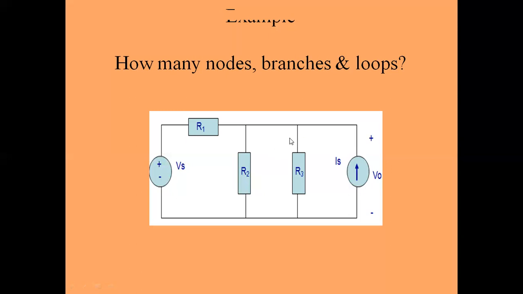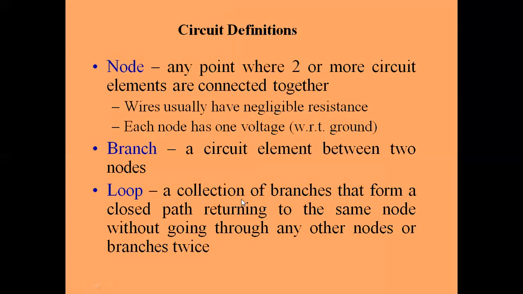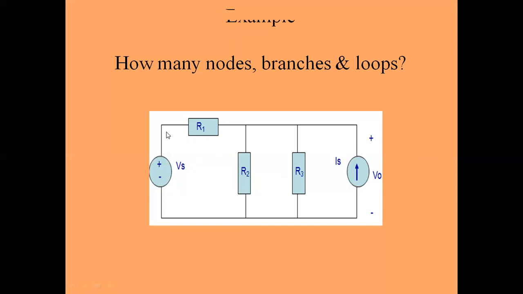Next, how many branches are there? You see, this is one branch, this is another branch, this is another branch. What is a branch? Let us see that definition: a circuit element between two nodes. Circuit element between two nodes means this is a node and this is a node, so this R1 is one branch. This is a node and this is a common ground node, so this is a branch. Then this node and this common node, this is branch R2. R3 is again one more branch, and this voltage source VO is connected from one node to the common node, so it is again a branch. So 1, 2, 3, 4 and 5 branches are there.